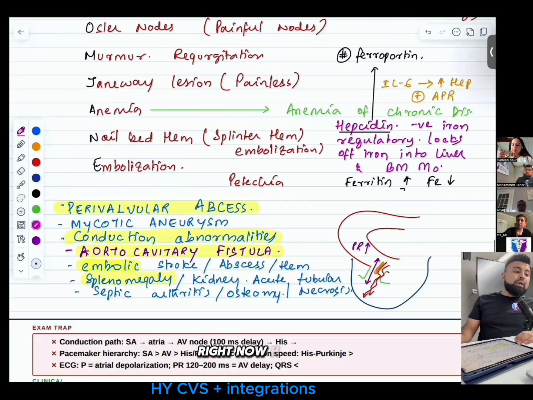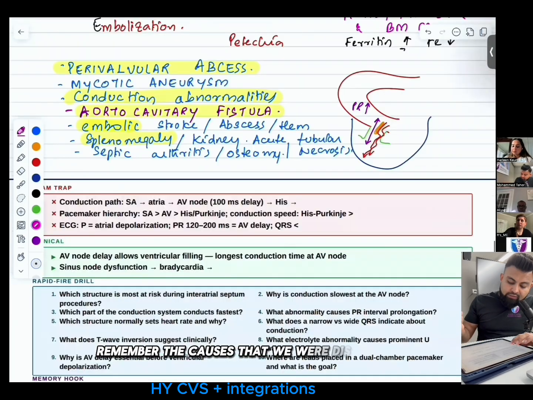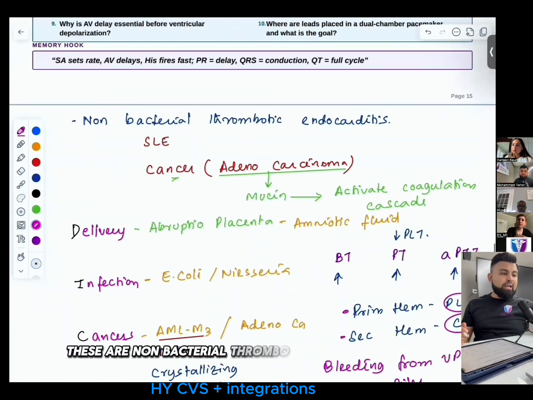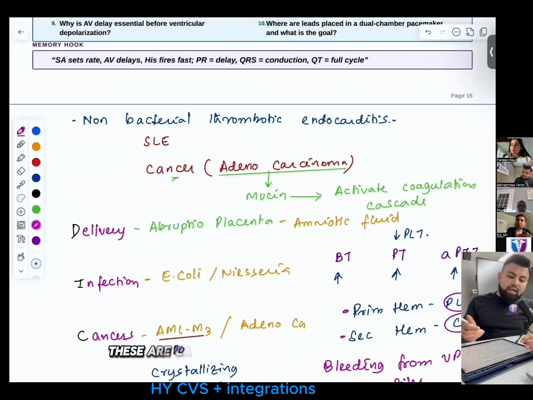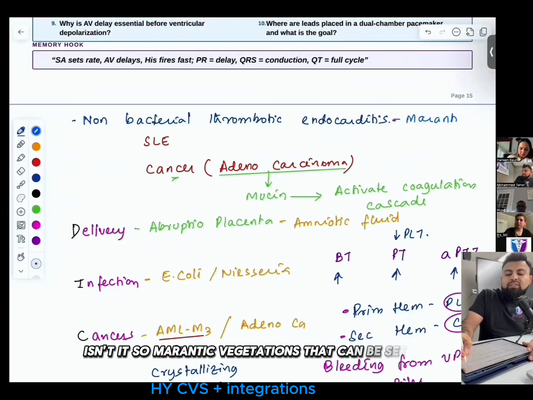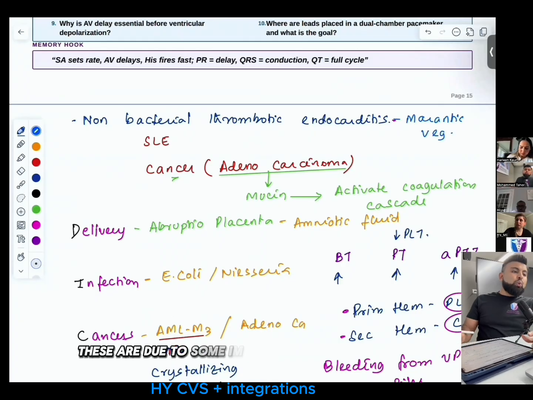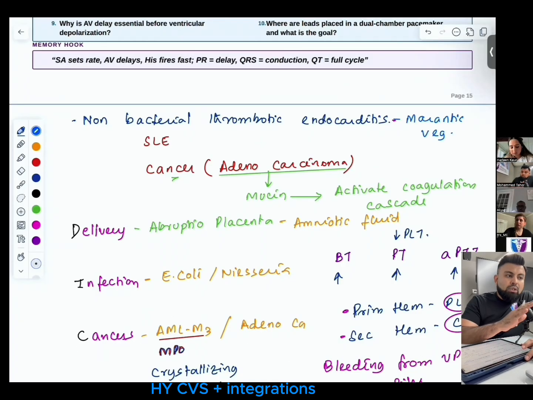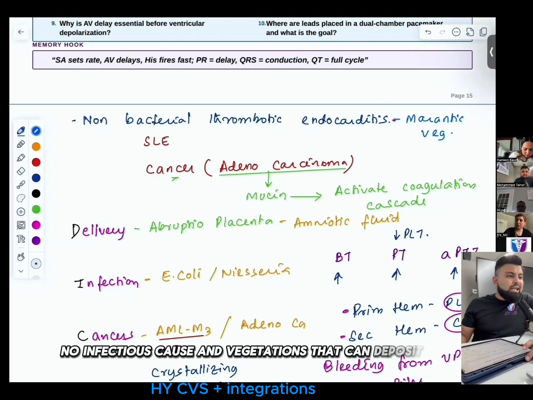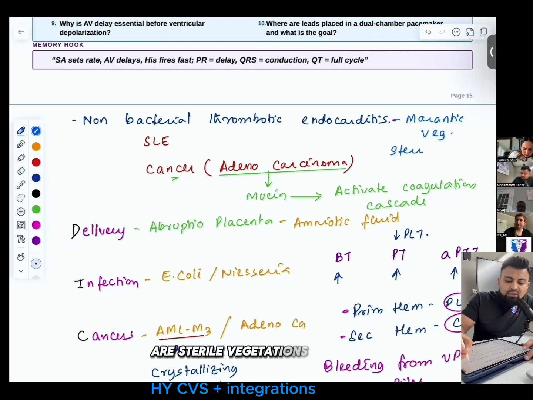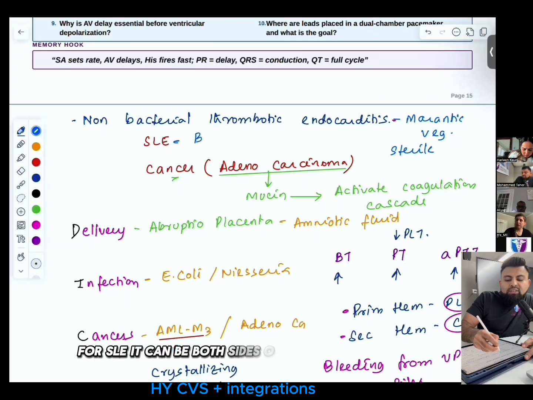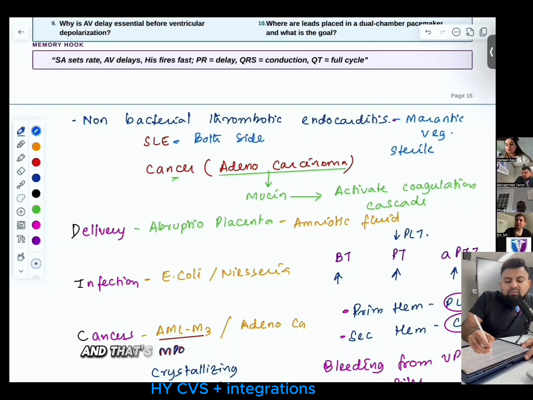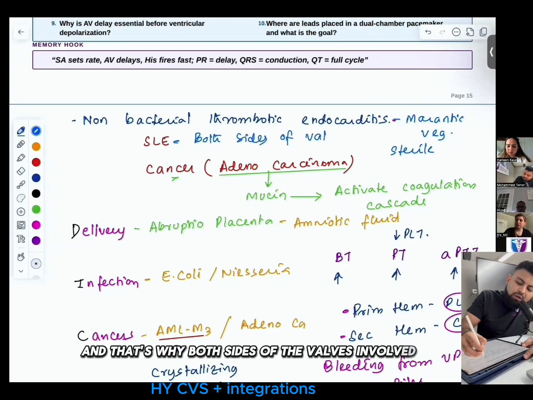Right now, here, remember the causes that we were discussing. These are non-bacterial thrombotic vegetations, right? These are called marantic vegetations, isn't it? So marantic vegetations that can be seen, these are due to some immune-mediated etiology. There is no infectious cause, and vegetations that can deposit are sterile vegetations, right? For SLE, it can be both sides of the valves involved. And that's why both sides of the valves are involved.